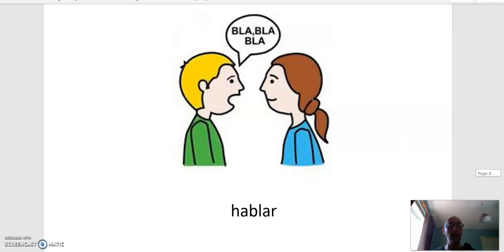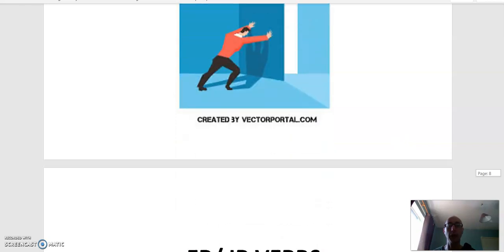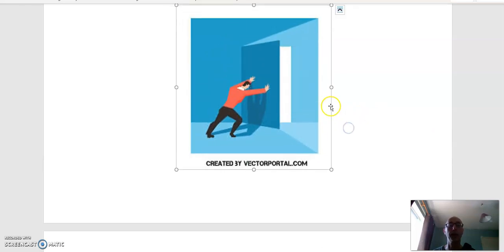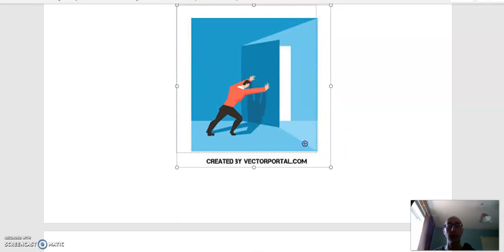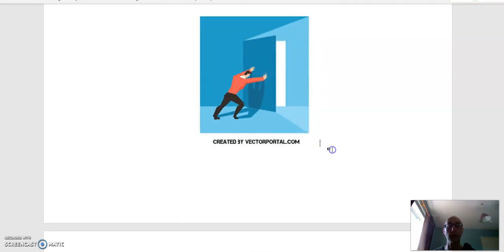Hablar. Okay, so let's have a look at some of these AR verbs. There's one more actually. And this one. ¿Cómo se dice? To close en español. This is also a radical changing verb in the present, but in the past, again, it's totally regular. Begins with a C. ¿Cómo se dice? Cerrar.